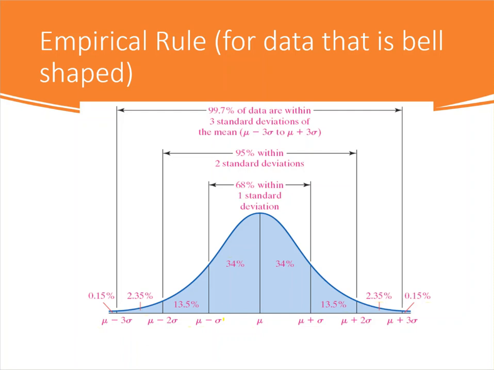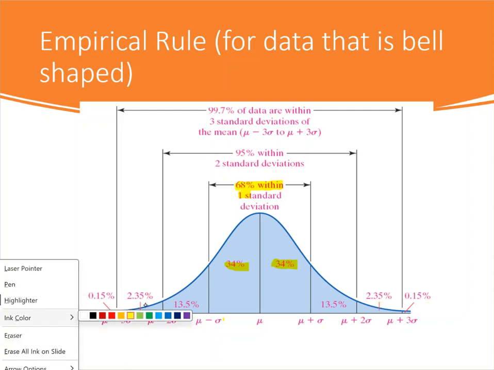And now if I want to get specific and say I'm only interested in how much of my data is going to fall within 1 standard deviation of the mean: if I start here at the center and I move to the left, that would be 34%. If I move to the right 1 standard deviation, that's another 34%, and that totals 68%. So 68% of the data that I'm looking at should fall within 1 standard deviation of the mean.